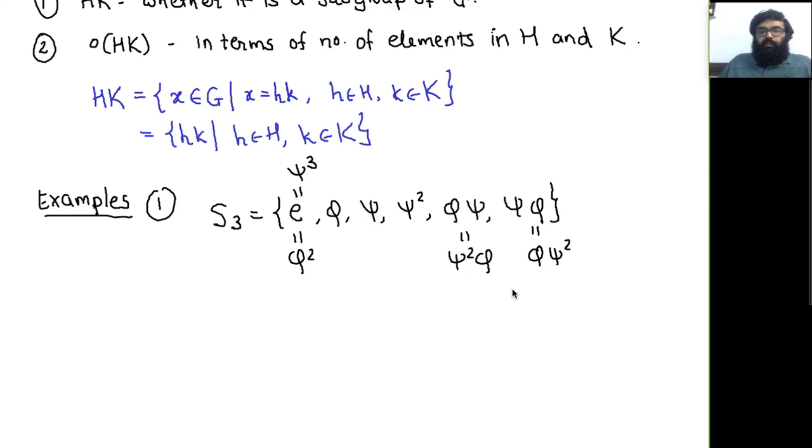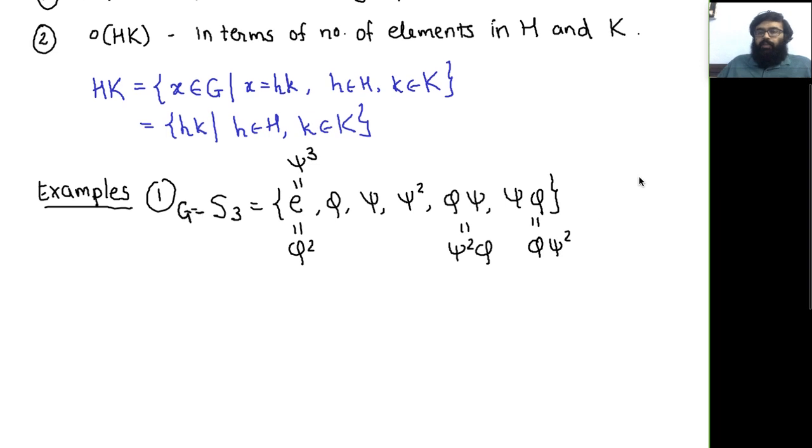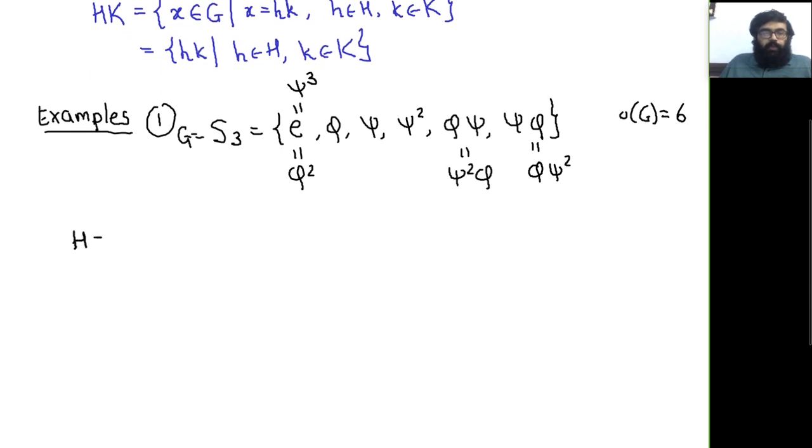So we have considered G equals S3. This is our group, and the order of G is 6. Now we consider H and K. Consider H to be the cyclic subgroup generated by phi, which is E and phi, since phi square is identity, phi cube is again phi, and so on. So you have only two elements, E and phi. And consider the subgroup K equals E and phi psi.